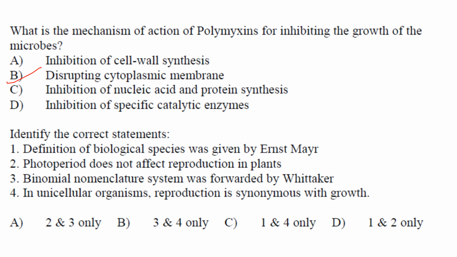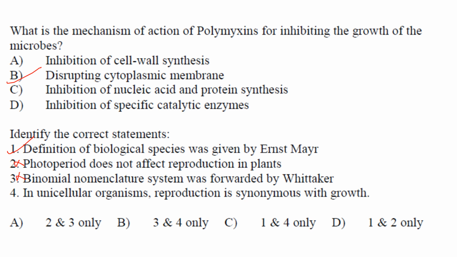Definition of biological species was given by Ernest Mayr. 1 is correct. Photoperiod does not affect reproduction in plants. It influences flowering and seed production. So 2 is not correct. Binomial nomenclature system was put forward by Whittaker. No. Carl Linnaeus developed binomial nomenclature and Whittaker proposed the 5 kingdom classification. So 2 and 3 are not correct.